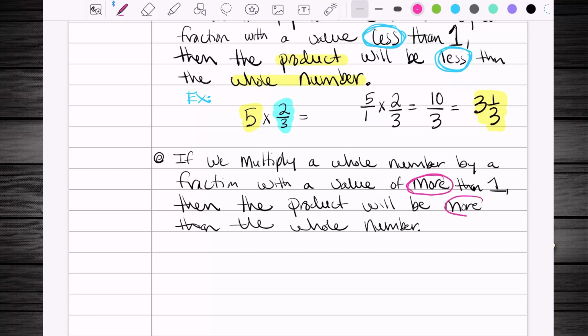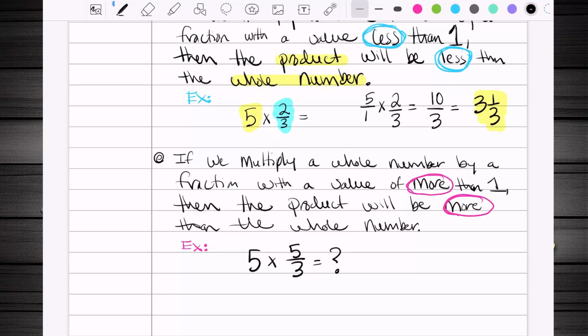If we multiply a whole number by a fraction with a value of more than 1, then the product will be more than the whole number. And we're going to use the whole number 5 again, and then we're going to multiply by 5/3. Now that fraction is more than 1. It's an improper fraction. It is more than 1 whole.